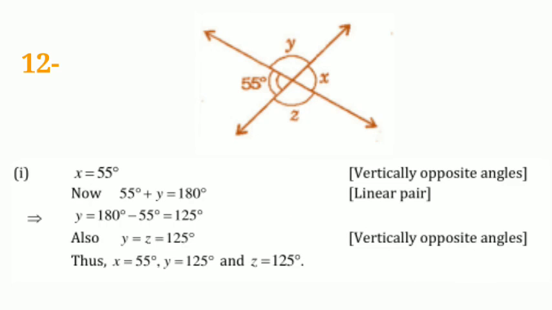In the 12th question, two figures are given. We have to find the values of x, y, z. In the first figure, the x value is 55 degrees. Why? Because it is vertically opposite to the 55 degrees. Now 55 plus y gives you 180. How? Those are a linear pair. So y equals 125, and then z, which is vertically opposite to y, is equal to y. So x equals 55, y equals 125, and z is also equal to 125 degrees.